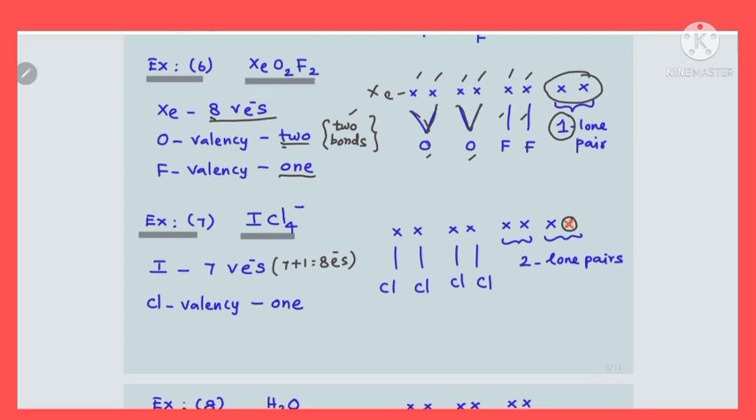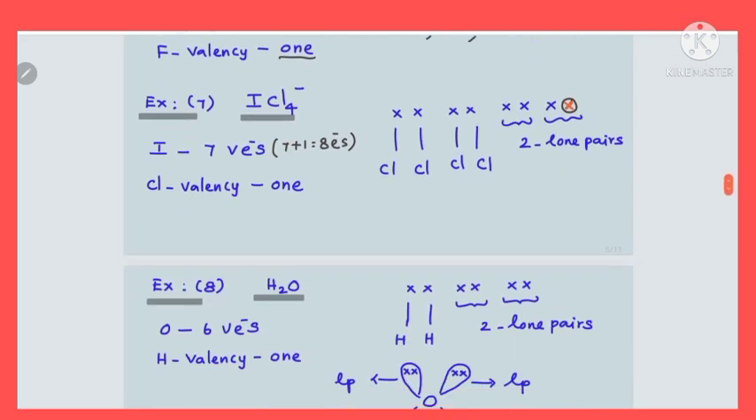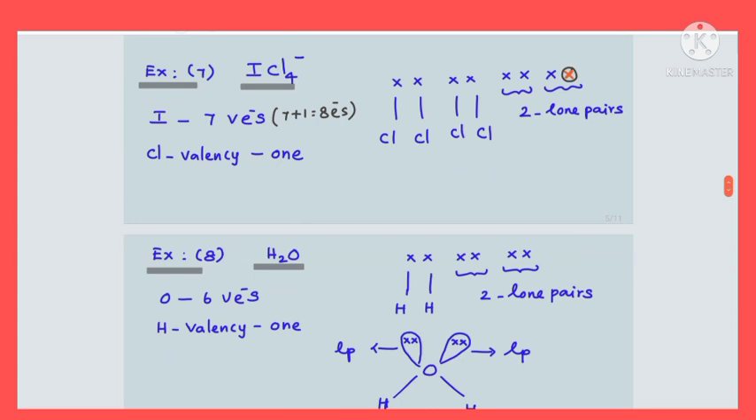Okay, right. The next example, number 7, ICl4 minus. Here you are given an anionic species, a polyatomic ion. Right. Now here the central atom is iodine. So this is the valence electronic configuration of iodine. Iodine belongs to the halogen group, so halogens have 7 valence electrons. But the net charge is given as minus, so 7 plus 1, there are 8 electrons totally. There are 8 electrons around the central atom.